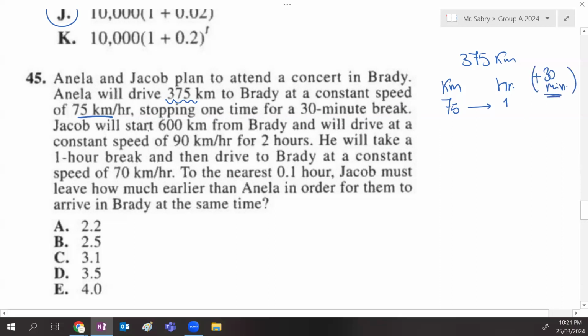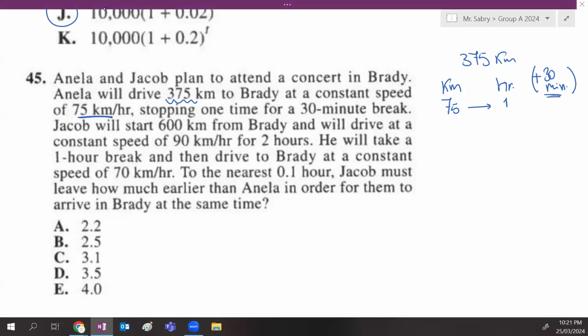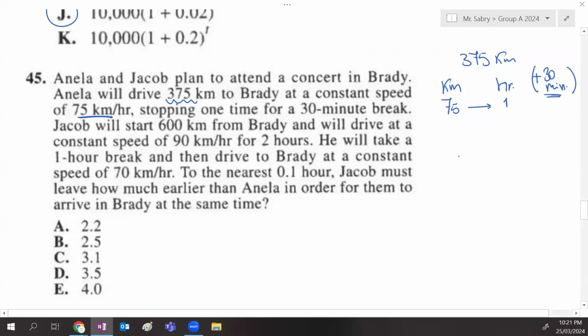Jacob will start 600 kilometers from Brady and will drive. That's another case. He will start 600 from Brady and will drive at a rate of 90 kilometers per hour. So that's another rate, kilometers and hours: 90 kilometers per 1 hour, for 2 hours. So he did this for a total of 2 hours.